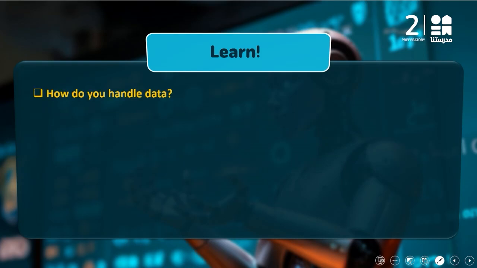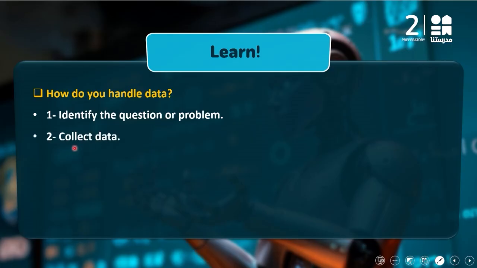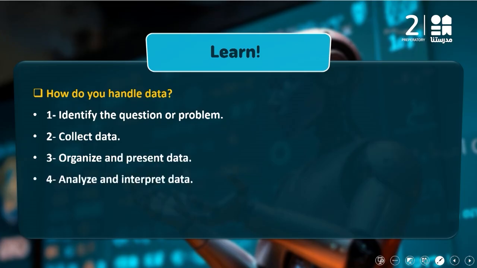But how can we handle this data? How can we find this data and handle it? We have 5 steps. The first step, identify the question or problem. The second step, collect data. The third step, organize and present data. The fourth step, analyze and interpret data. And the last step, make predictions and decisions. So to handle any data, we have to follow 5 steps.